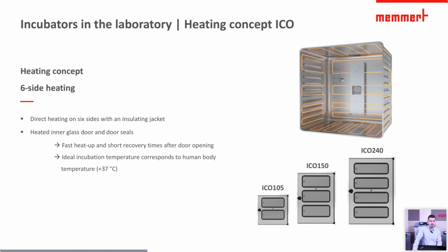The heating concept of the ICO. The ICO has direct heating on 6 sides with an insulation jacket. 6-sided heating means that the inner glass door and the door seals are also heated. The heating elements are positioned as shown in the picture on the right for optimum temperature uniformity.